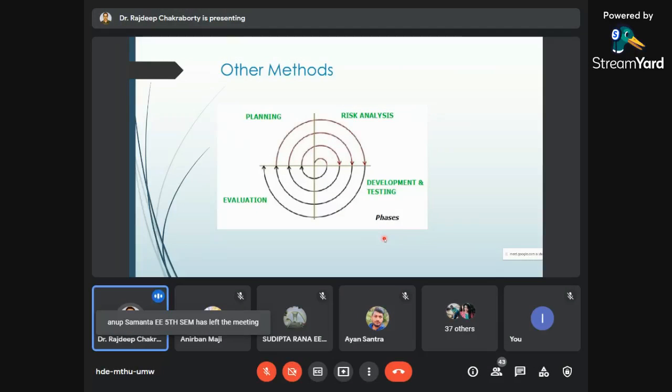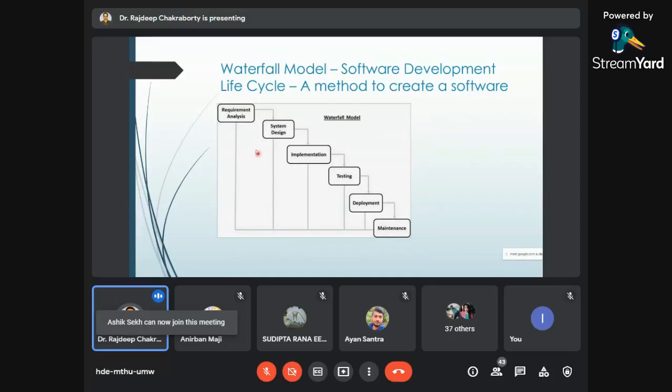Another example of problem solving is the iterative method or spiral model. The spiral model is nothing but the same model, but in an iterative way.